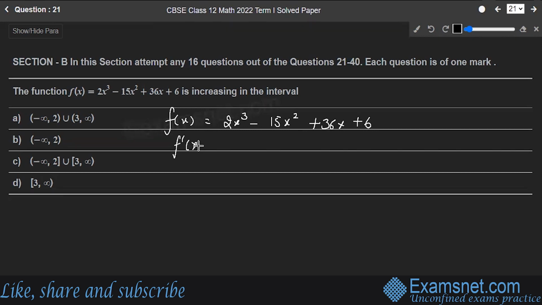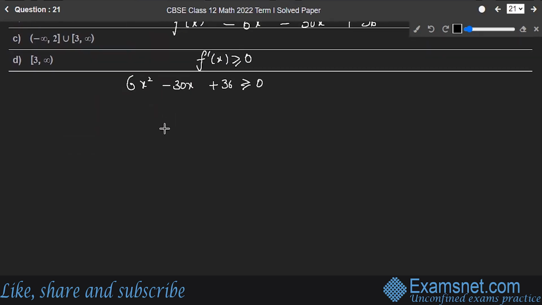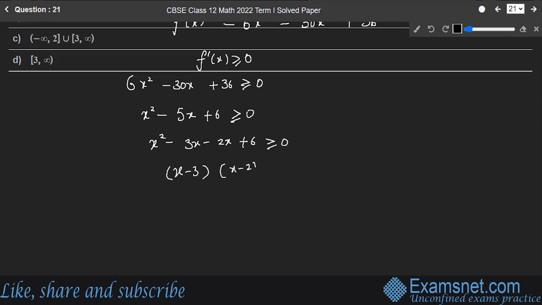Let's find out the first derivative. This will be equal to 6x squared minus 30x plus 36. Now it is given that this function is increasing. If this function is increasing, then this is greater than or equal to 0, or 6x squared minus 30x plus 36 is greater than or equal to 0. Dividing both sides by 6, you will get x squared minus 5x plus 6 is greater than or equal to 0, or x squared minus 3x minus 2x plus 6 is greater than or equal to 0. The two factors will be x minus 3 and x minus 2, greater than or equal to 0. Okay.